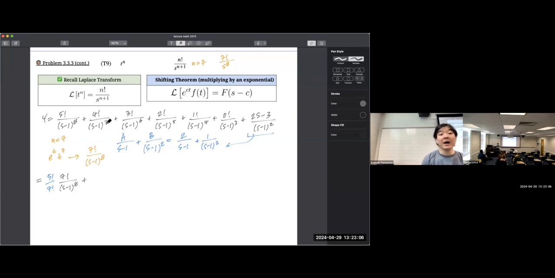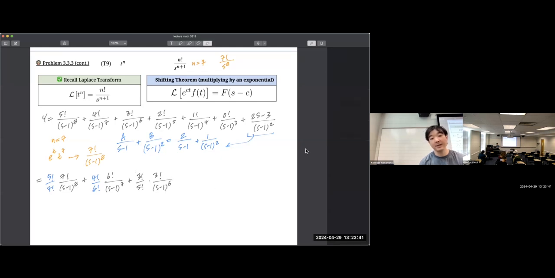This one is like n is equal to 6, so this will be 6 factorial. I want the top to be 4 factorial and the bottom to be 6 factorial. So this is the multiplication that I'm compensating. And then it's going to be 6 factorial over s minus 1 to the 7th. This one is with n equal to 5, so this would be 3 factorial over 5 factorial times 5 factorial over s minus 1 to the 6th. And this is the thing I'm compensating by.